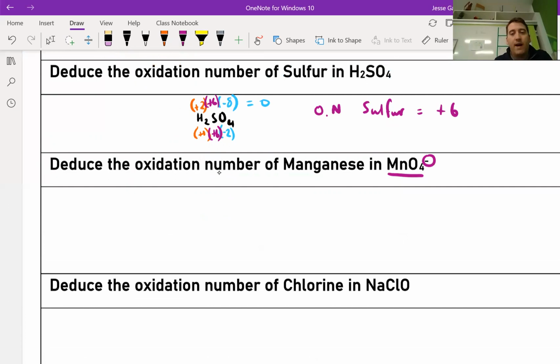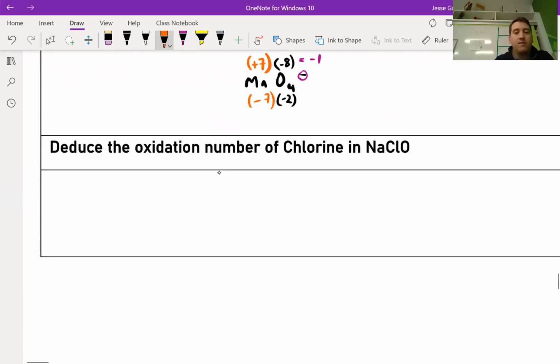Keep going. What's this one? I see a polyatomic ion. So it's a group of atoms with a charge. So 4 minus. Again, starting with oxygen, -2. There are 4 of them. -8 is the total. The rule here is for a polyatomic ion, you have to make the sum add up to the charge on the ion. This is a -1. So what I've got to do is figure out what I can make the manganese to make this add up to -1. So if I make this a +7, +7 minus 8 gives us -1. So that there is the oxidation number of manganese.